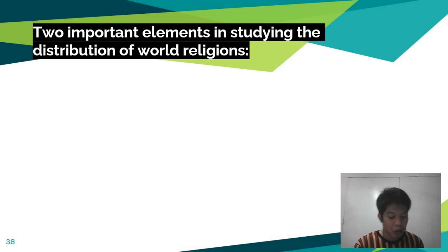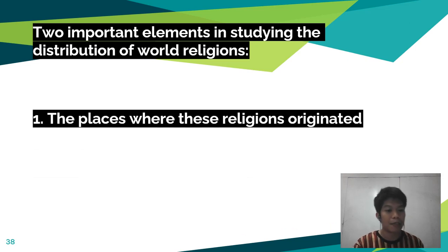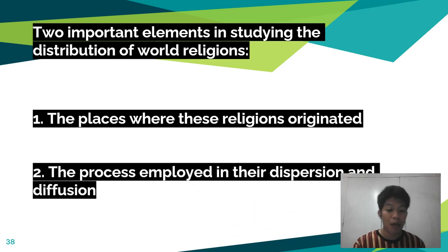Two important elements in studying the distribution of world religions. First is the places where these religions originated. This means that we need to study where religions came from, their birth of origin. Second is the process employed in their dispersion and diffusion. So how the adherents influence other people to be accepted by people outside of their religion.